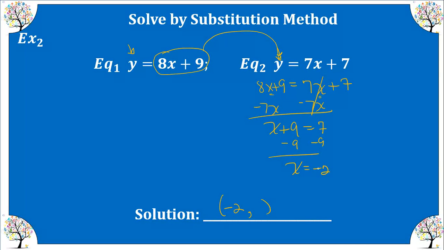Now we need to find the y value to create our solution. We're going to take negative 2, and I'm just going to plug it in for x here. You could have plugged it in the second equation if you wanted. Either one will give us our answer. I have negative 16 plus 9, and my y value is going to be negative 7.